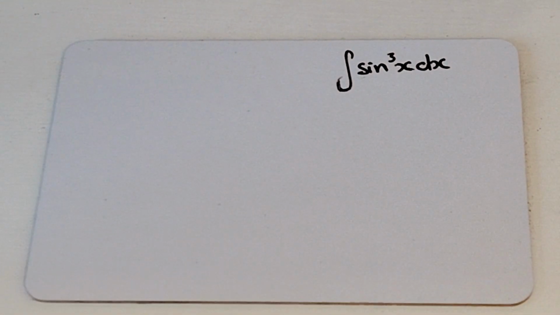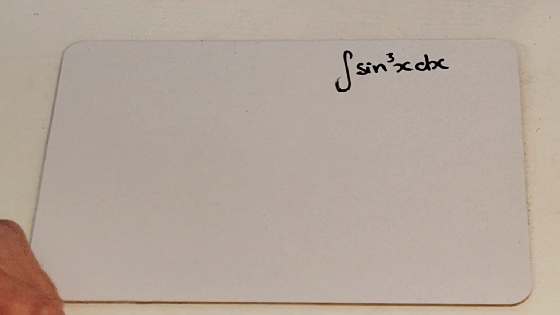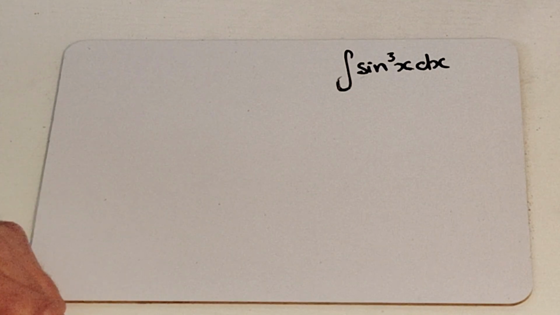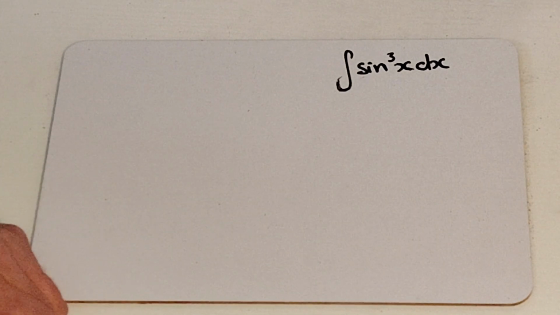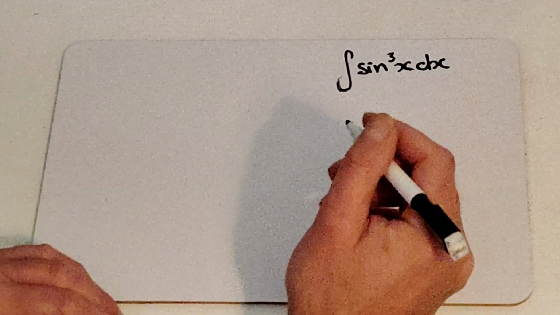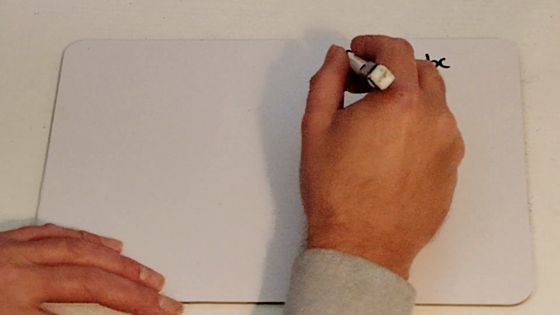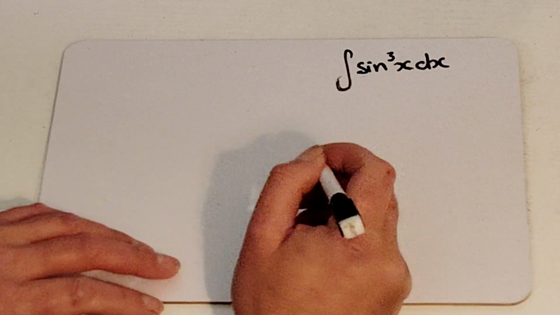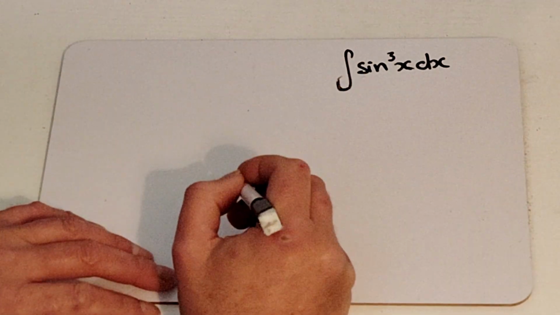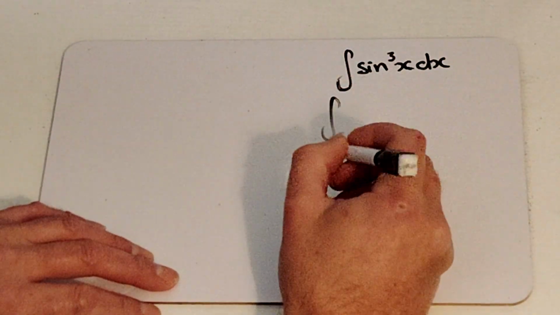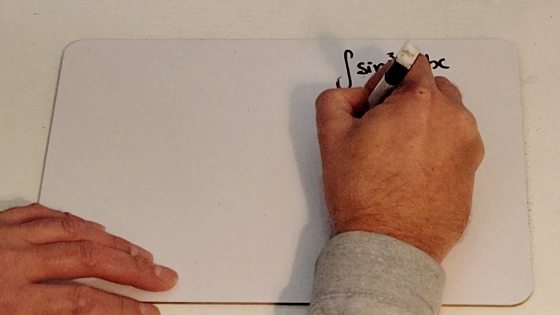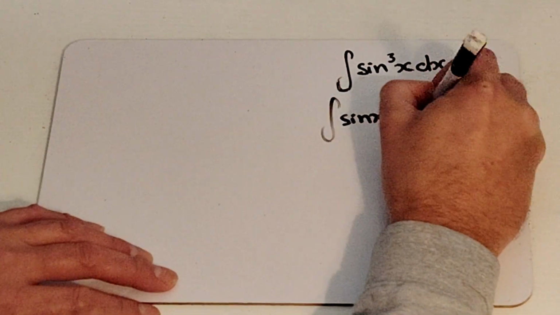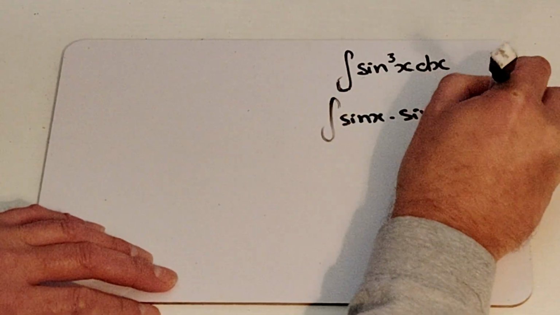So we've now gone up to a cubed power. Now the technique I'm going to show you now is actually useful for any odd power of sine x. So in this case we've got an odd power, sine cubed. I can use a substitution method. Now that does not necessarily seem intuitive, but I'm going to change my integral so that it becomes sine x multiplied by sine squared x dx.